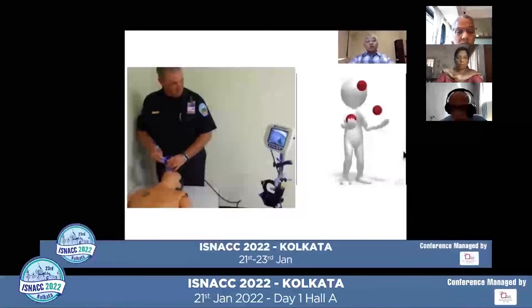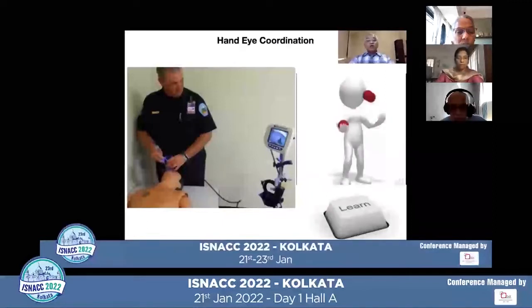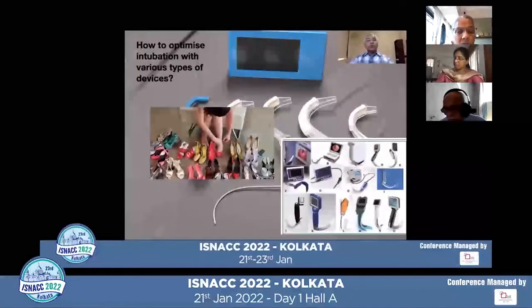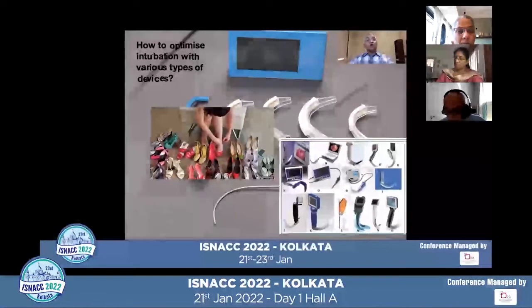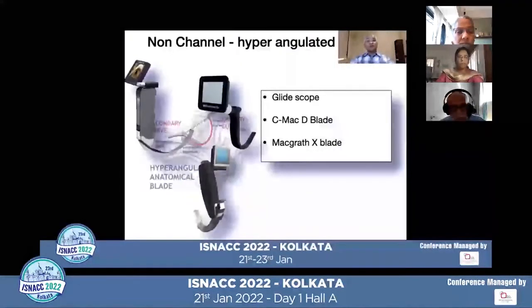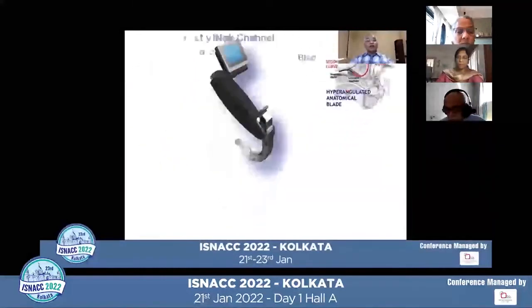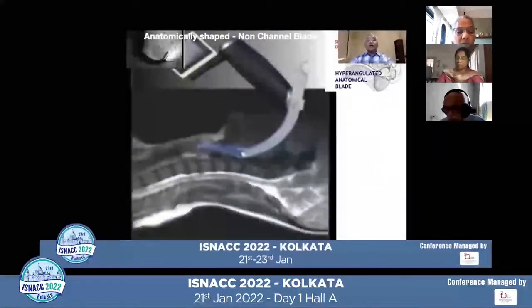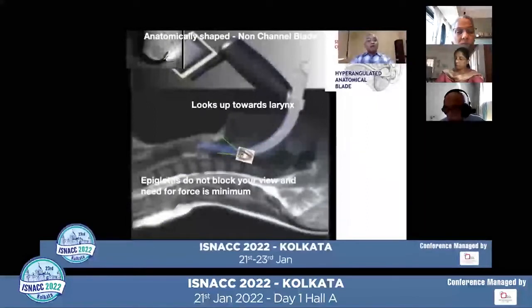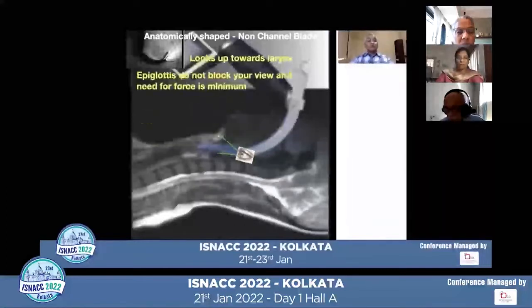Also, to successfully intubate, as in the video laryngoscope you are looking somewhere else and intubating somewhere else, you need to develop hand-eye coordination. So we'll try to understand how to optimize intubation with the various types of device. First we'll look at the hyperangulated non-channel type of device. The hyperangulated non-channel type of device looks up towards the larynx. The epiglottis does not block your view and the force requirement is actually minimal.